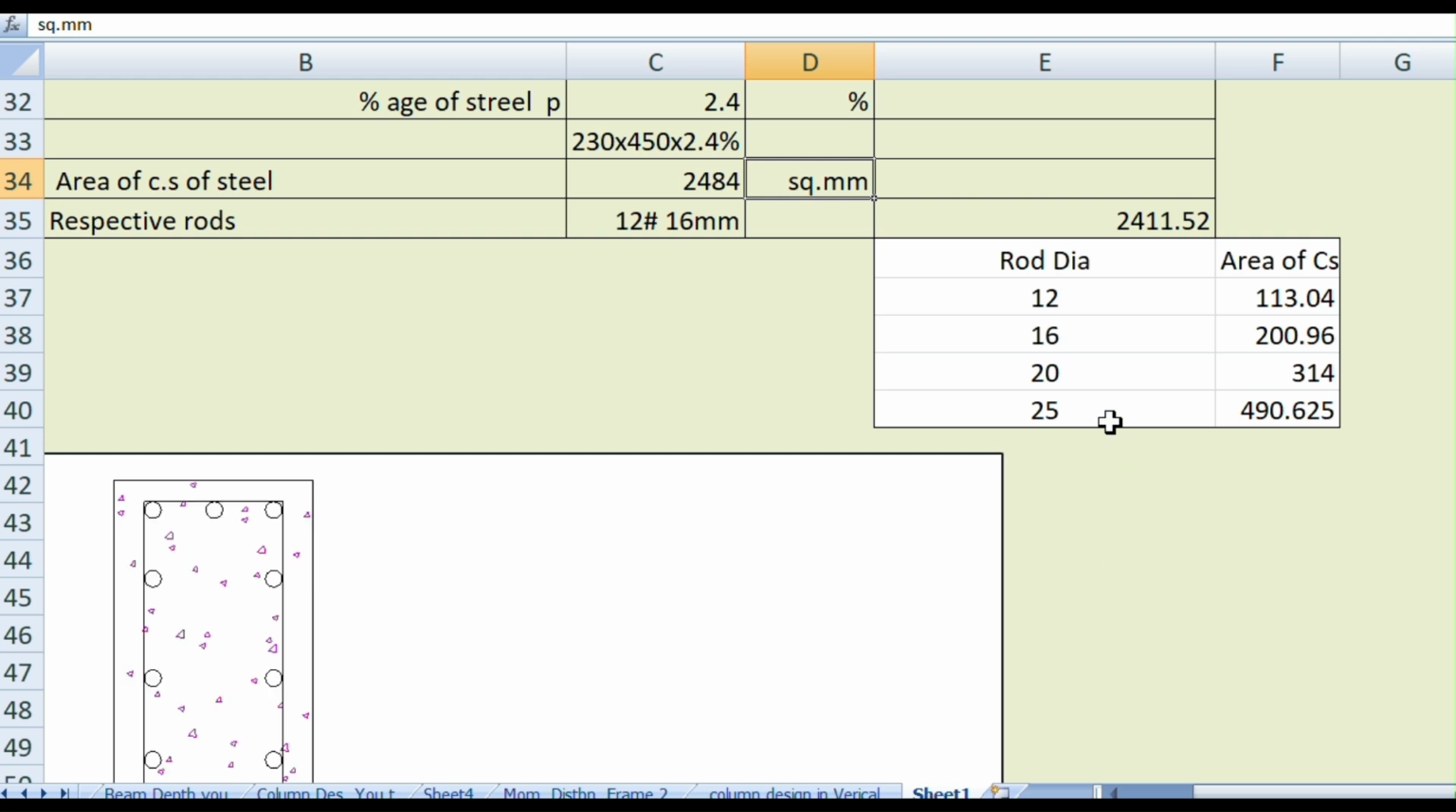Then this is the rod area: 12 mm rod, this much square mm; 16 mm, this much square mm. So by using 12 numbers of 16 mm rods, the total area used will be 2411 square mm. Required is 2484. This is somewhere near only. It is approximately 65 square mm lesser. There is no problem. We can use it. So 12 numbers of 16 mm rods are required for this column.